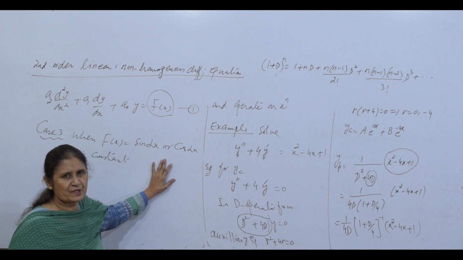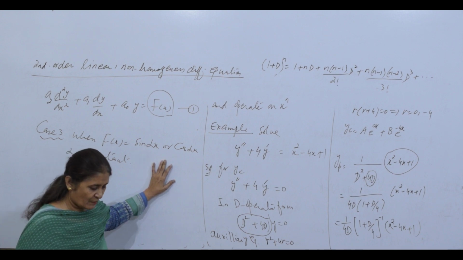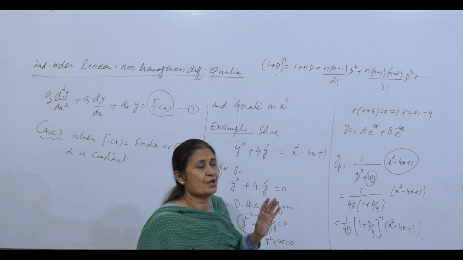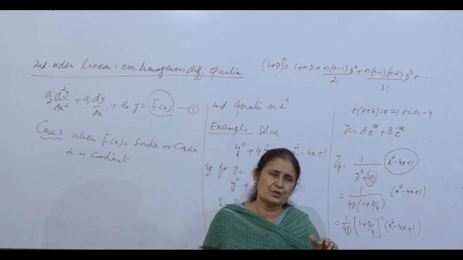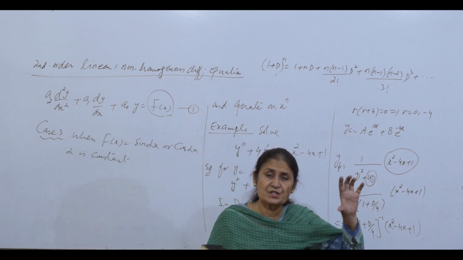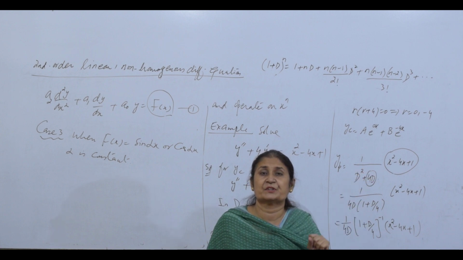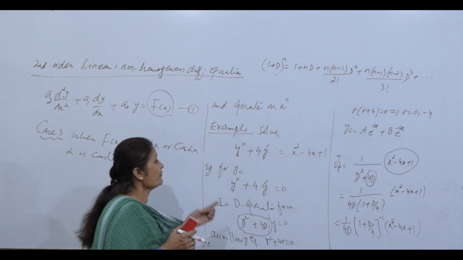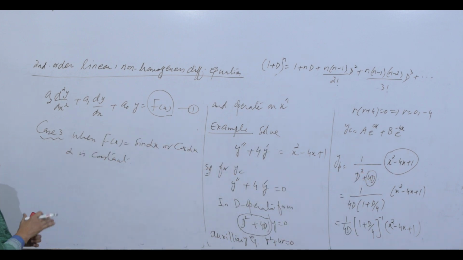So they are continuous functions. Then two more cases, those are continuous. Make sure you understand, because when I teach you the Laplace transform, that works on piecewise continuous functions. So here the functions on the right hand side of the differential equation are continuous. Make sure. So sine alpha x, cos alpha x.